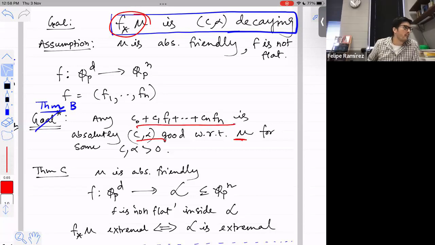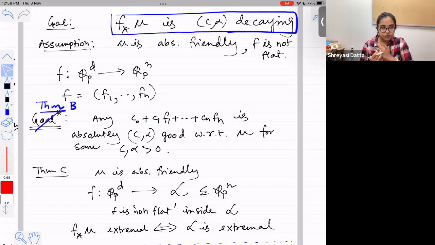I see. And then the C and the alpha would depend on C0 through Cn, or is it? No. Okay. Yeah, that is a good point, that we don't want that dependency on C and alpha. I see.